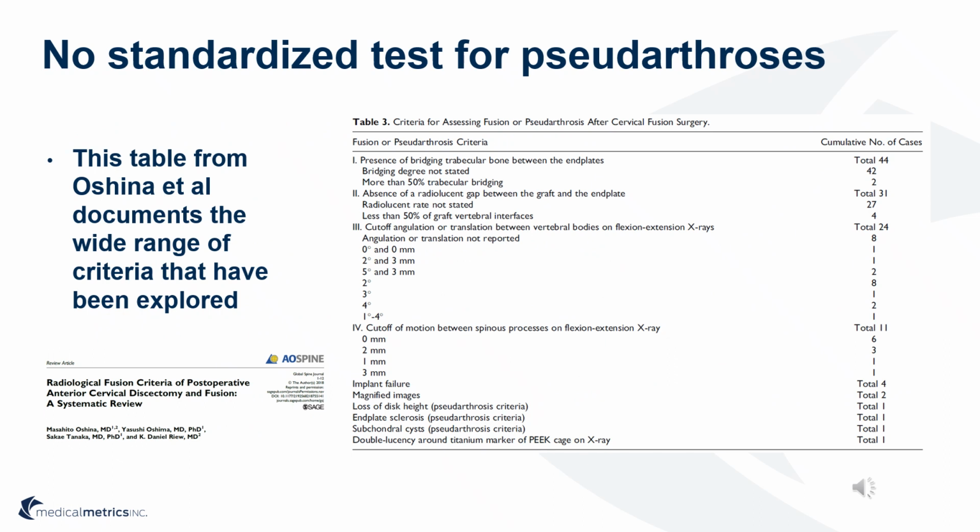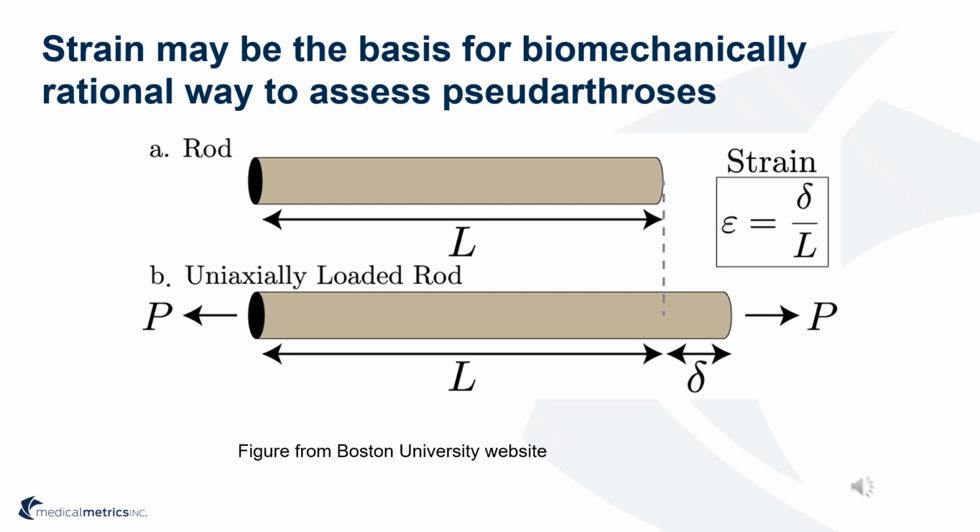There is currently no standardized test for pseudarthrosis in clinical practice. This table from Oshina et al. documents the wide range of criteria that have been explored. The challenge of optimizing diagnosis of pseudarthroses has not been solved. A level that one clinician considers fused may be diagnosed as a pseudarthrosis by another. Strain may be a biomechanically rational basis for the diagnosis of pseudarthrosis. Strain is defined as the change in length divided by the initial length as illustrated in this diagram.